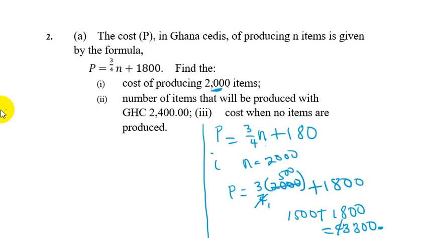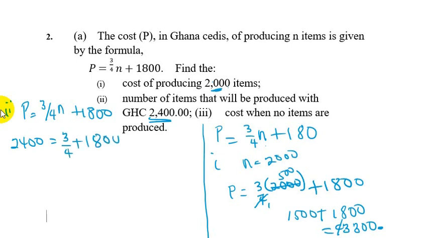Now II says that we should find the number of items that will be produced at 2,400. Now this time the P, we are given the P. Let me write the formula first. P is equal to 3 over 4n plus 1,800. So now the P is given to be 2,400. So we are going to get 2,400, that's the P, being equal to 3 over 4n plus 1,800. Now we are finding n, okay. So what do we have to do? We have to clear the fraction.